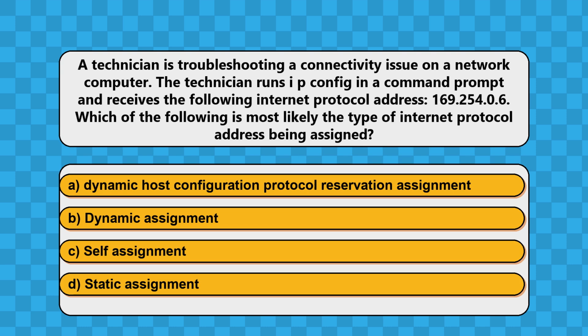Question 74. A technician is troubleshooting a connectivity issue on a network computer. The technician runs ipconfig in a command prompt and receives the following Internet Protocol address, 169.254.0.6. Which of the following is most likely the type of Internet Protocol address being assigned? Option A, Dynamic Host Configuration Protocol Reservation Assignment. Option B, Dynamic Assignment. Option C, Self-Assignment.